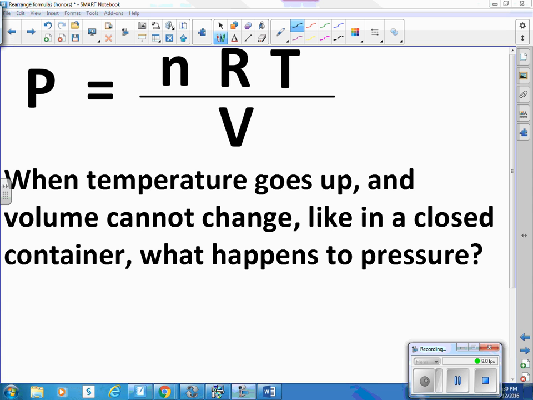So when we have the equation like this, if the temperature goes up, we can see that the pressure would go up. So for example, you put a can in the fire, temperature goes up, pressure goes up, and if it can't expand, the volume can't change, it will break the container. It will explode.